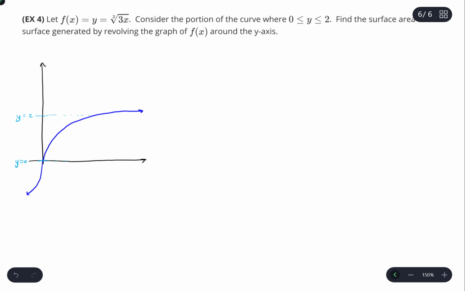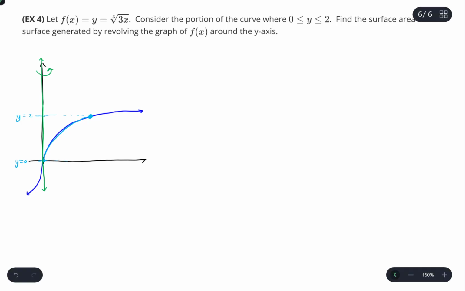All right, and we want the arc between there. So this arc right here is going to be rotated around the y-axis. So we're going to rotate around this axis here. So that's going to produce a surface of revolution, this hollow object that we want to find the surface area of.